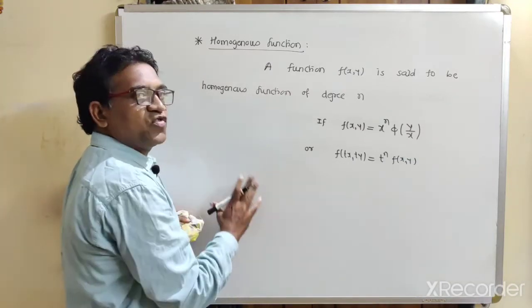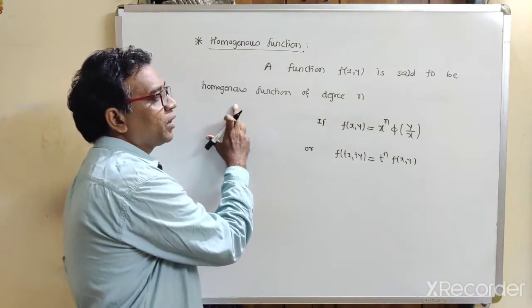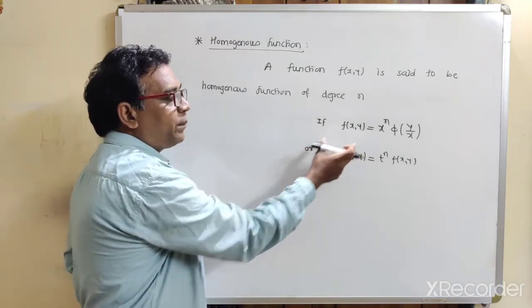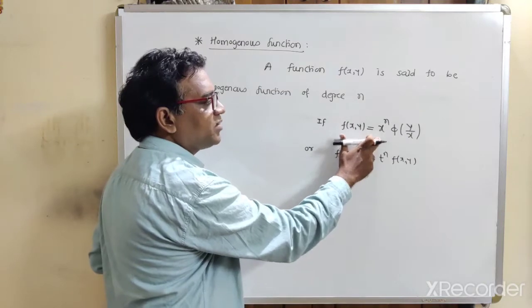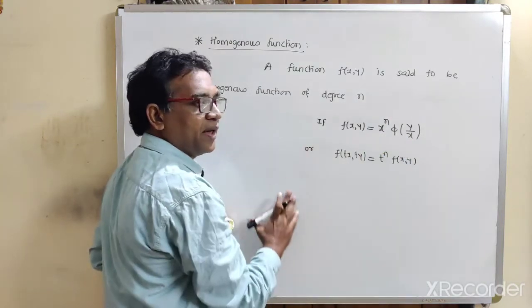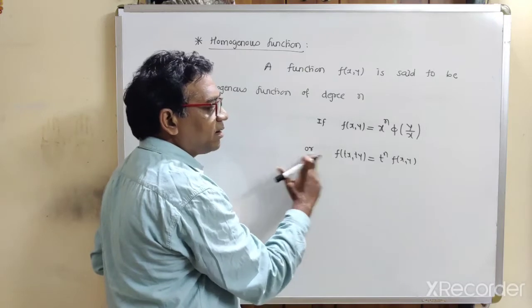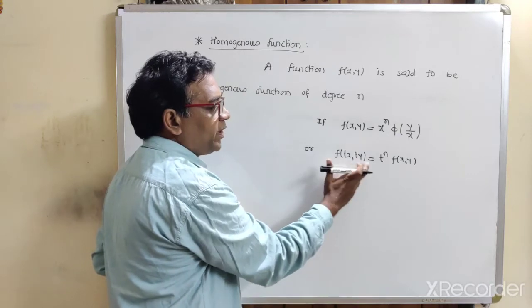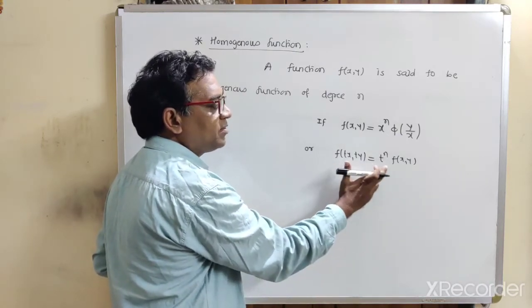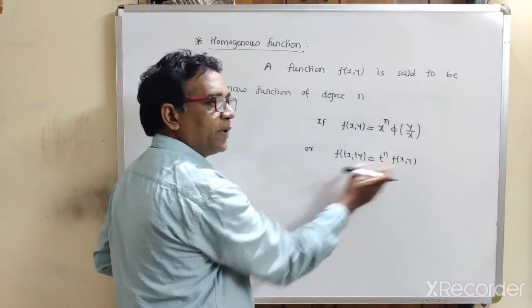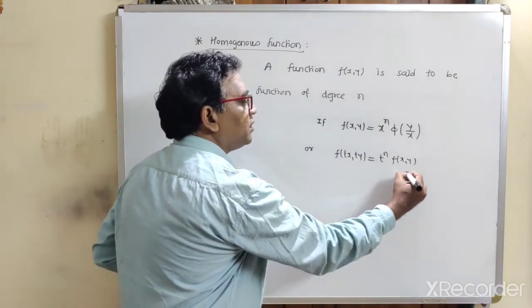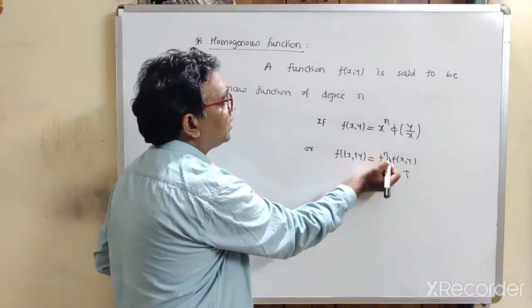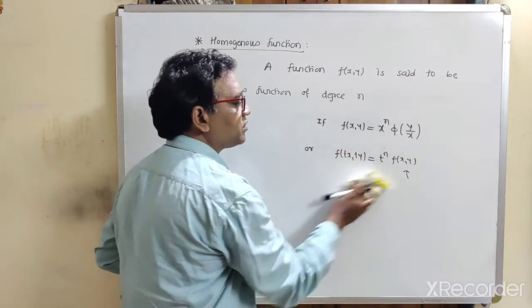A function f(x,y) is said to be a homogeneous function of degree n if f(x,y) can be written as x raised to n into a function of y by x. And this is the second alternative definition for the homogeneous function. If f(tx,ty) can be expressed as t raised to n into f(x,y), then this function f(x,y) is called the homogeneous function, and this n is called the degree of that homogeneous function.